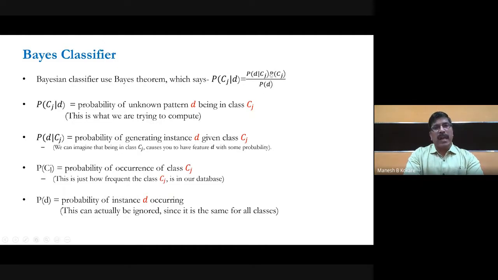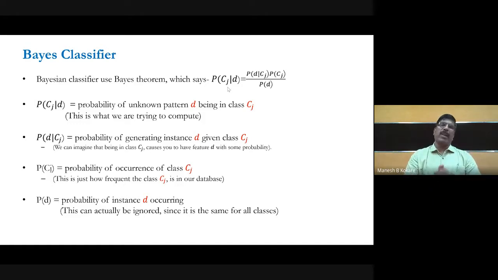Then class probability is known, conditional probability is also known. So all those three probabilities are known, and then you have to calculate the posterior probability. Definitely, if the posterior probability of class Cj is higher than class Ck, then we'll assign the pattern D to class Cj. Otherwise we'll assign that pattern D to class Ck, and so on. So it can be extended to multiple classes.